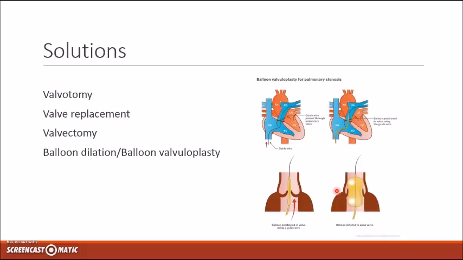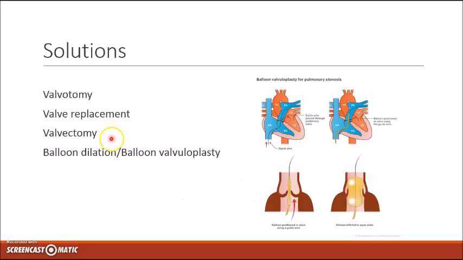Now for the solutions, we got some famous solutions, some easy ones and some hard ones. First, we will have the valvotomy. It is a surgical removal of the scar tissues that prevents the valve itself from opening, because one of the defects is that the valve can have extra tissues that cause the leaflets to be fused together. So in valvotomy surgery, these tissues are removed.